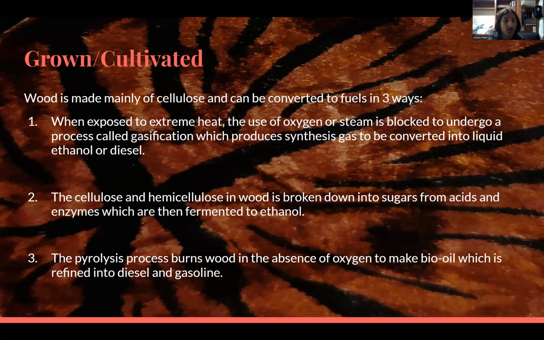Another process that could be used is when cellulose and hemicellulose, both in wood, are broken down into sugars with acids and enzymes, which ferment the sugars into ethanol. The third process that could be used is pyrolysis, which burns wood in the absence of oxygen to make bio-oil, which is refined into diesel or gasoline.